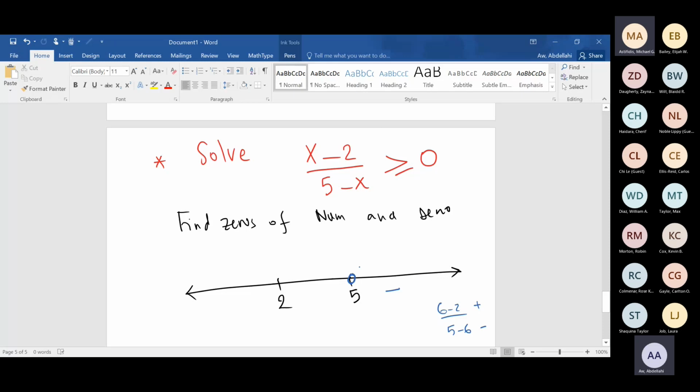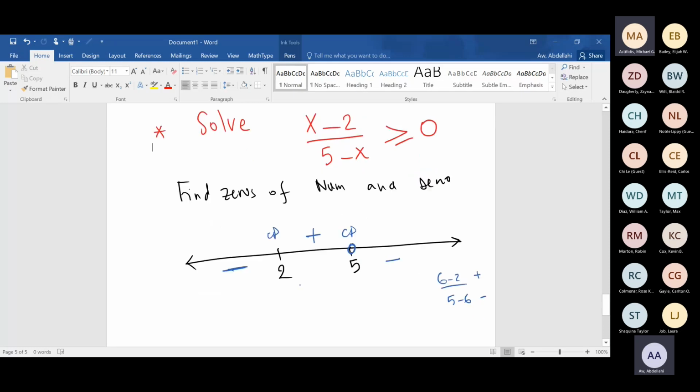The 5 is a cross point, the 2 is a cross point. What's going to be here? The sign between 2 and 5 is going to be a plus, right? Or I can test any number I want. I can test 4, for instance. 4 minus 3 is positive, 5 minus 4 is positive. What's going to be the sign to the left of 2? It's going to be a minus, right? Or I can test 0. 0 minus 2 is negative, 5 minus 0 is positive, right?